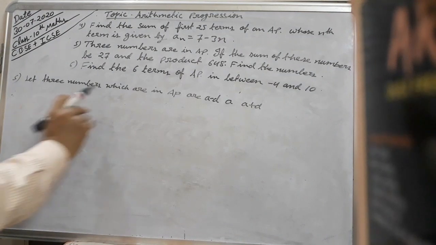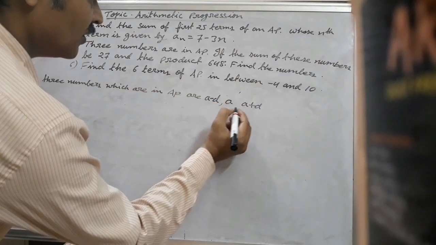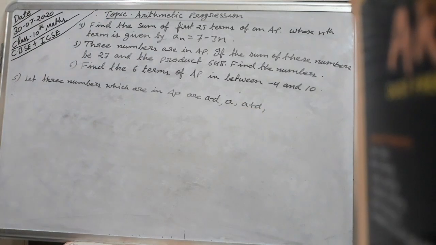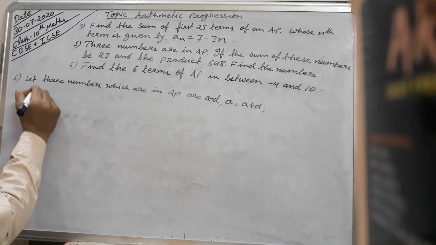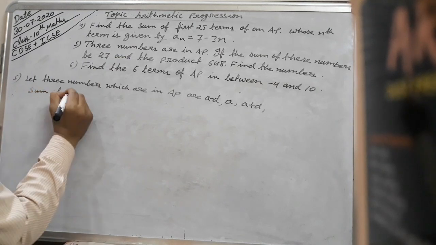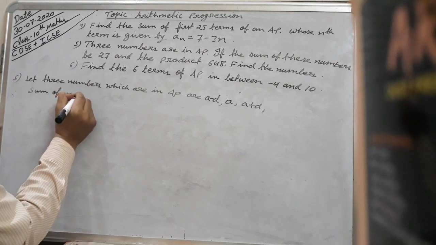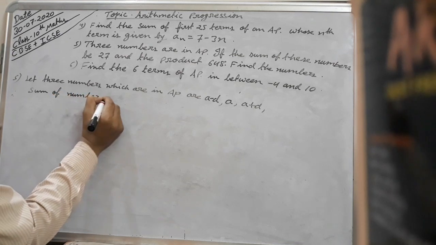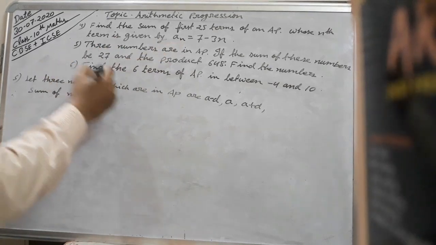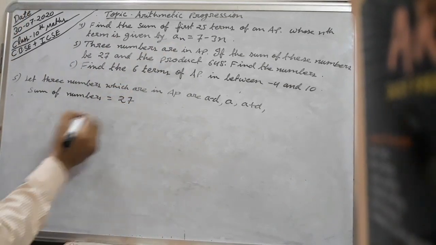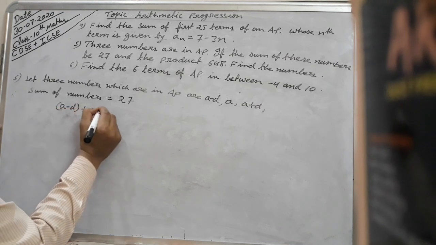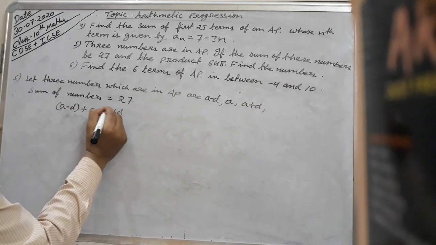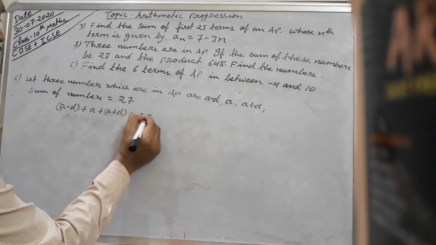Now the three numbers which are in AP are A minus D, A and A plus D. Then the sum of numbers is equal to, what is that? 27. That is A minus D plus A plus A plus D is equal to 27.